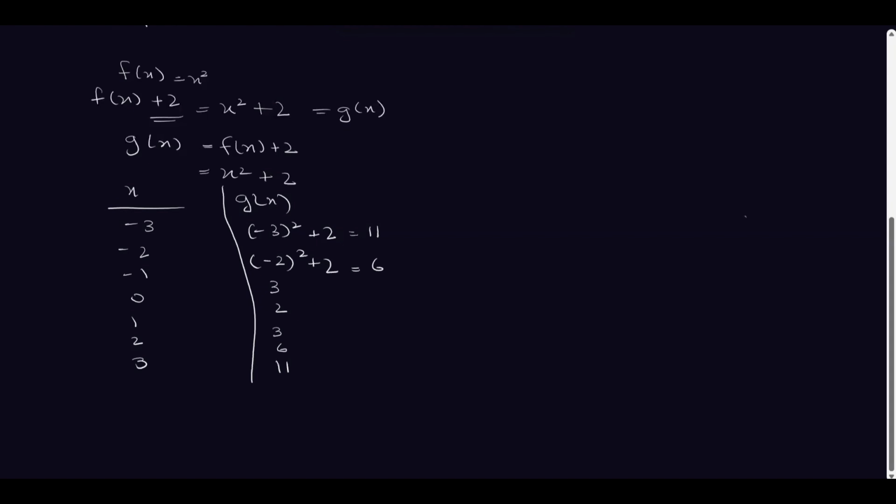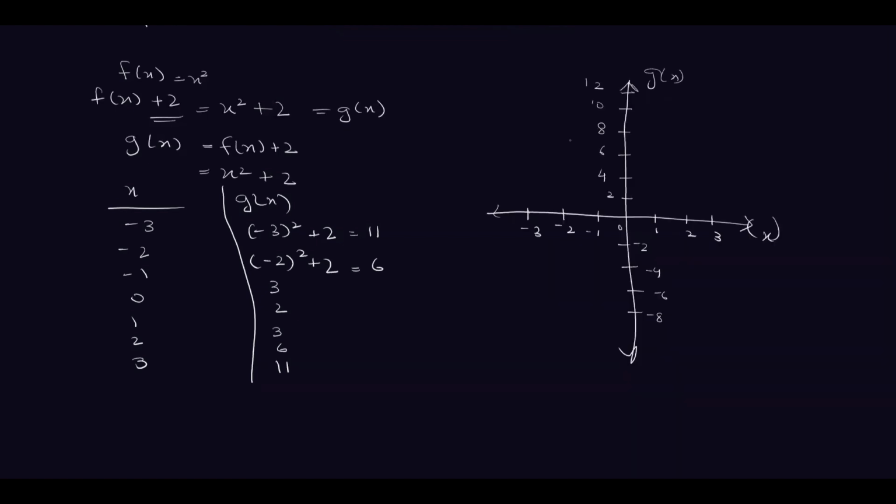So now let's try to plot g(x). Now let's plot our graph. So for minus 3 as the input x, the g(x) value came out to be 11. So somewhere here. Then we have for minus 2, 6. Then for minus 1, we have 3. And for 0, we have 2. And for again 1, we have 3. For 2, we have 6. And for 3, we have 11. So let's connect the dots here.